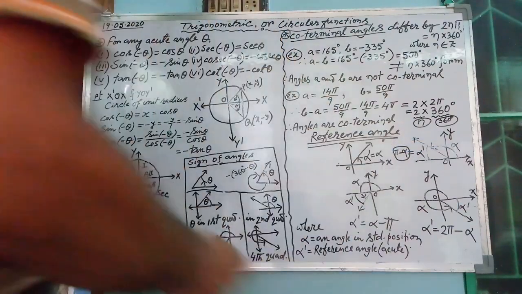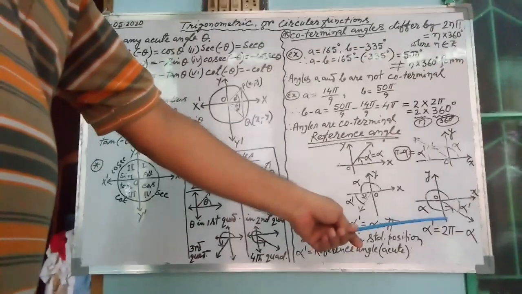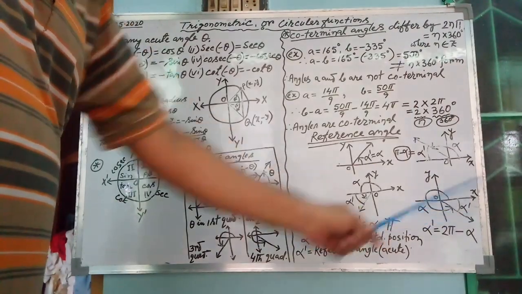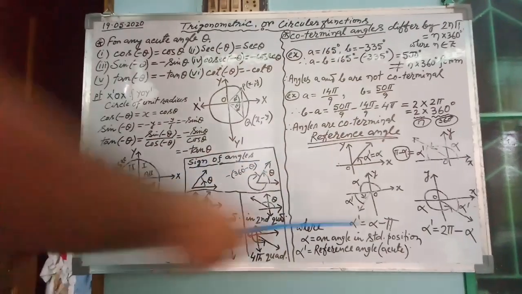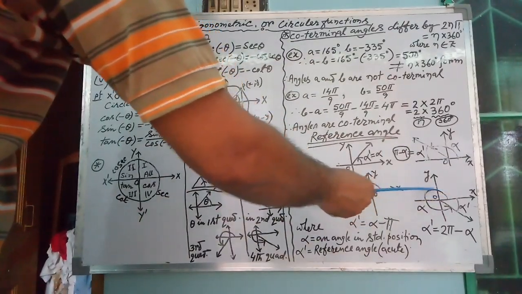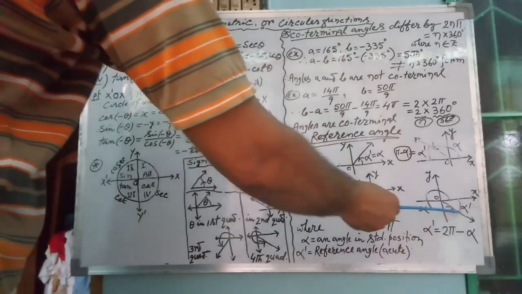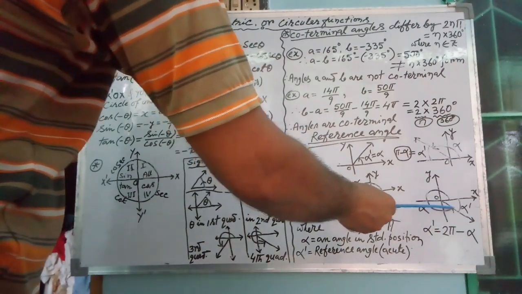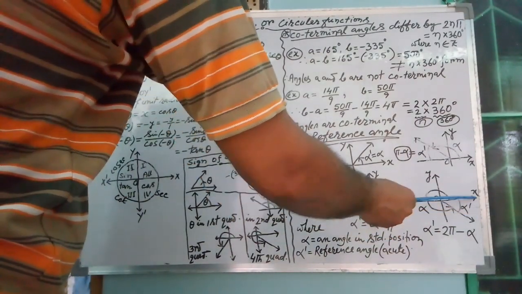Okay. Now see, in the fourth figure, when the angle lies in the fourth quadrant, we have taken this angle as alpha. From here it comes in this way and ends here. यहाँ खत्म होता है एंगल. तो एंगल का terminal side ये हो गया. So this is the terminal side. और x axis कहाँ है? यहाँ पे है x axis.